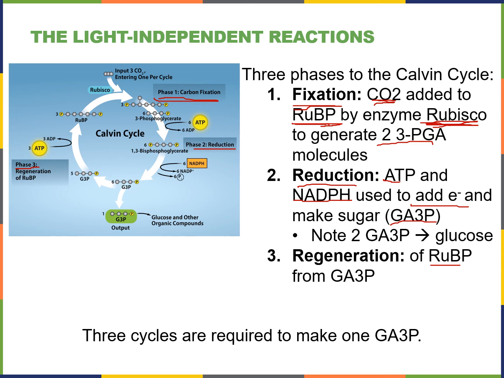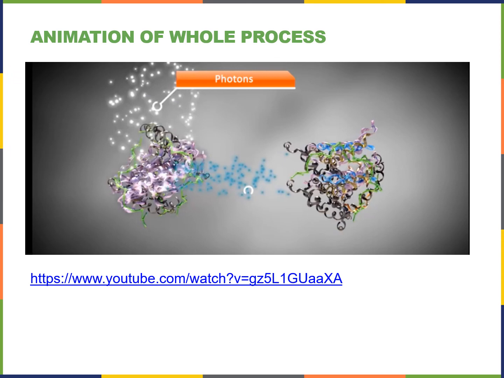Only one carbon dioxide molecule is incorporated at a time, so the cycle must be completed 3 times to produce a single 3-carbon 3-GP molecule, and 6 times to produce a 6-carbon glucose molecule. And this slide here is a really cool animation of the entire process which we've discussed throughout this lecture. So this is the last slide. Please take some time to pause the lecture and review this video as well.